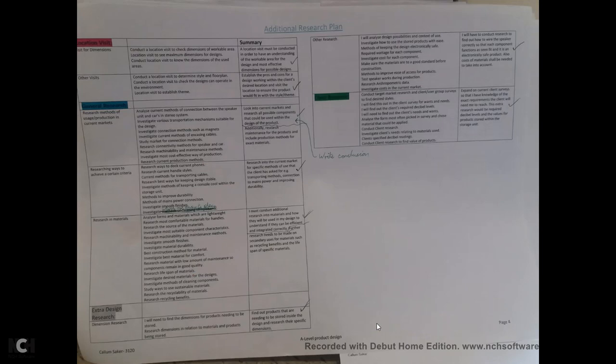And then we've got here the additional research plan. Now, each of these sections you can see, as Miss has actually put in, it has got in what they actually do, so other visits and also visits. So conduct a location visit to determine style and floor plan, conduct a location visit to check that designs can operate in the environment. So remember that we were talking about where your actual products are going to be used.